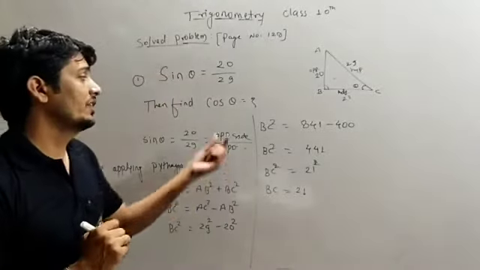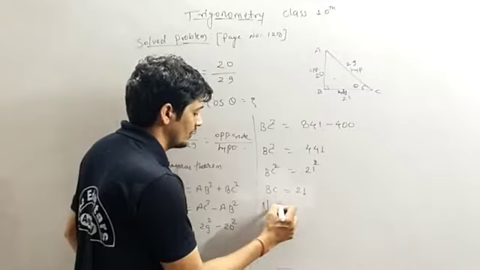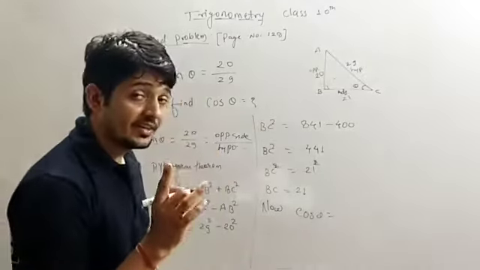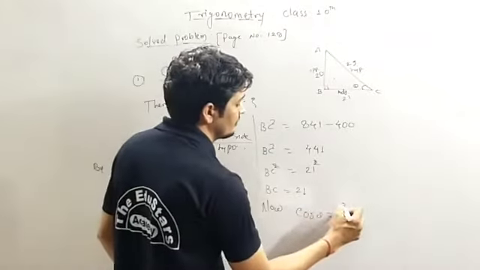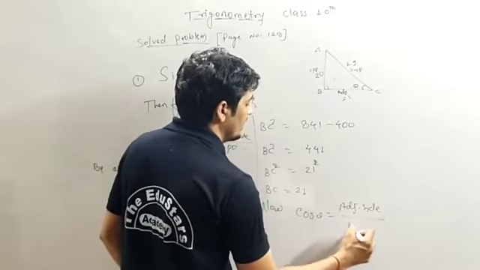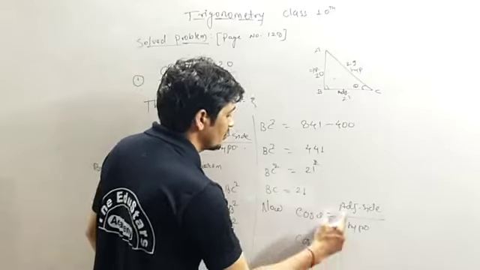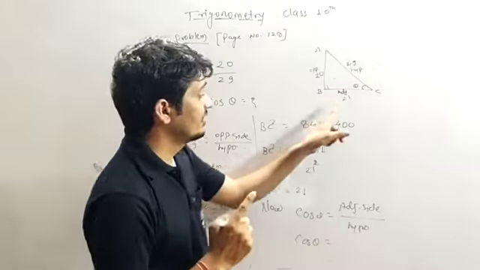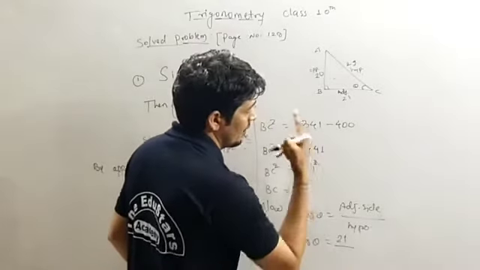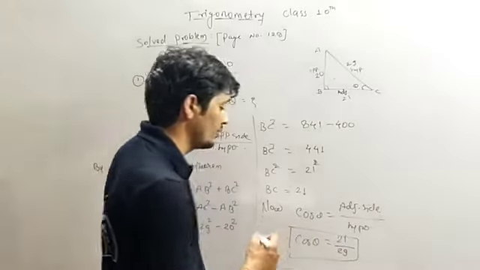So now we have to calculate the value of cos theta. Now we know cos theta equals adjacent side divided by hypotenuse. So cos theta equals, what is the adjacent side? Adjacent side is 21. So we write 21 divided by hypotenuse, which is 29. So 21 by 29. This is the answer that we have to calculate.